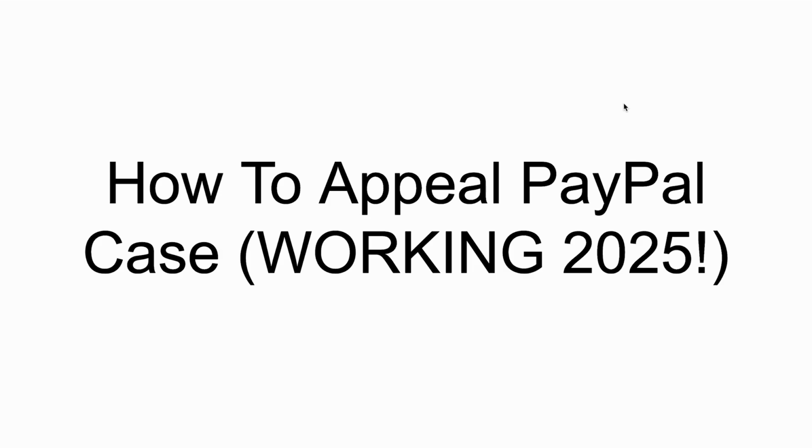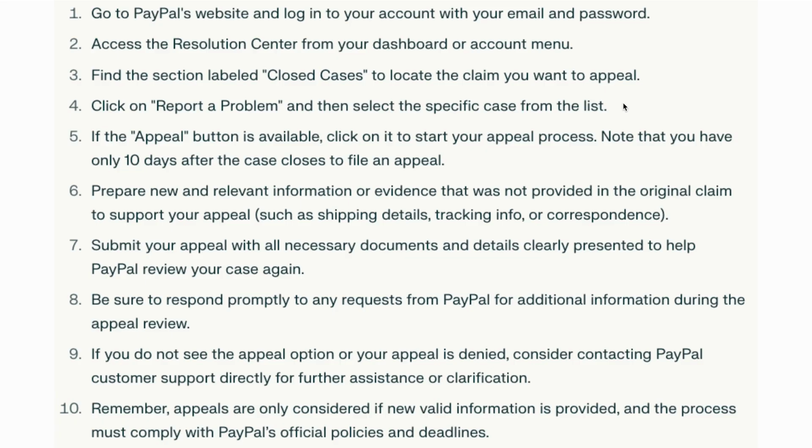How to appeal in PayPal case. Go to the PayPal website and log into your account with your email and password. Access the Resolution Center. From your dashboard or account menu, find the section labeled Closed Cases to locate the claim you want to appeal. Click on Report a Problem, then select the specific case from the list.